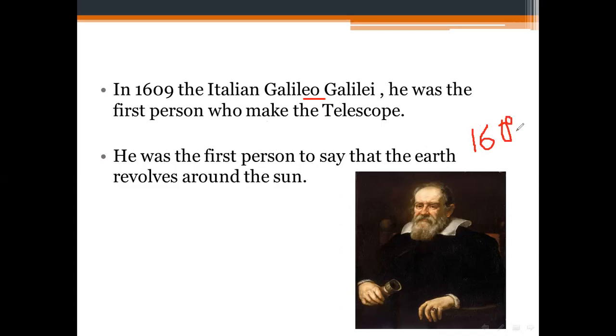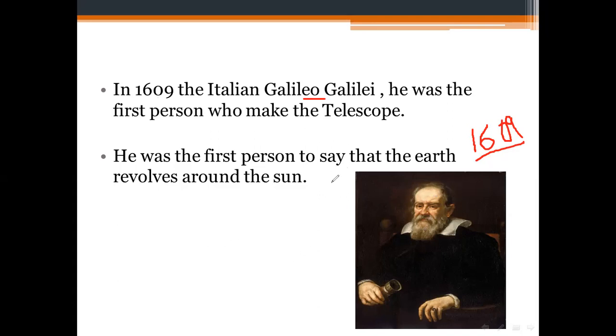He was the first person to make the telescope. So if I ask you in the exam, who was the first person to discover the telescope? It's Galileo. It's not Hans. Hans made a basic tool or device. After that, when Galileo came, he took that idea and he made a telescope. So the first ever to make a telescope was Galileo.